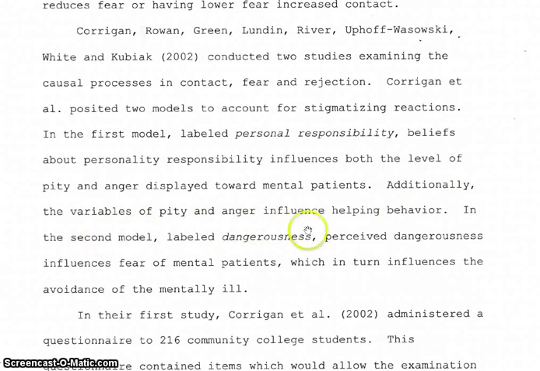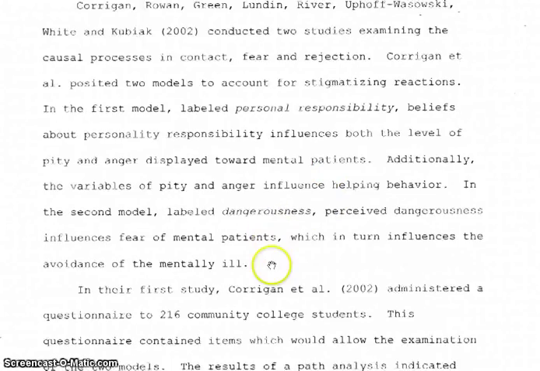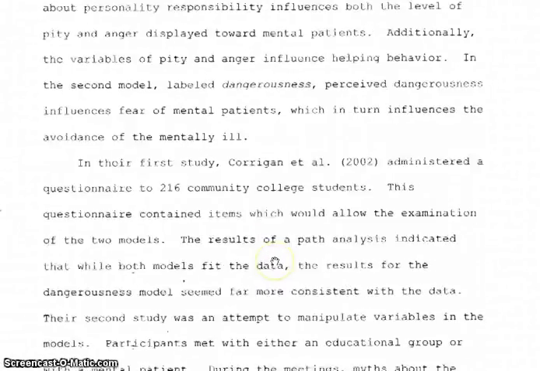Additionally, the variables of pity and anger influence helping behavior. So again, we're getting a little bit more explanation here. In the second model, labeled dangerousness, perceived dangerousness influences fear of mental patients, which in turn influences the avoidance of the mentally ill. So again, just making sure to define that jargon, that technical language that only an insider or someone familiar with the source will know.